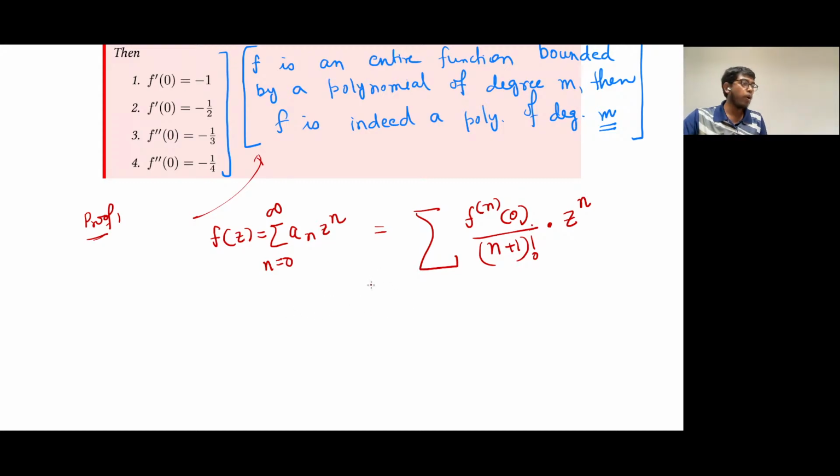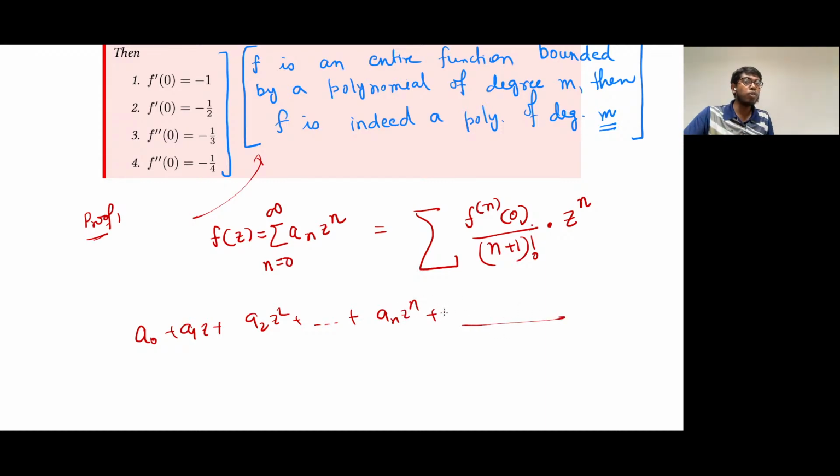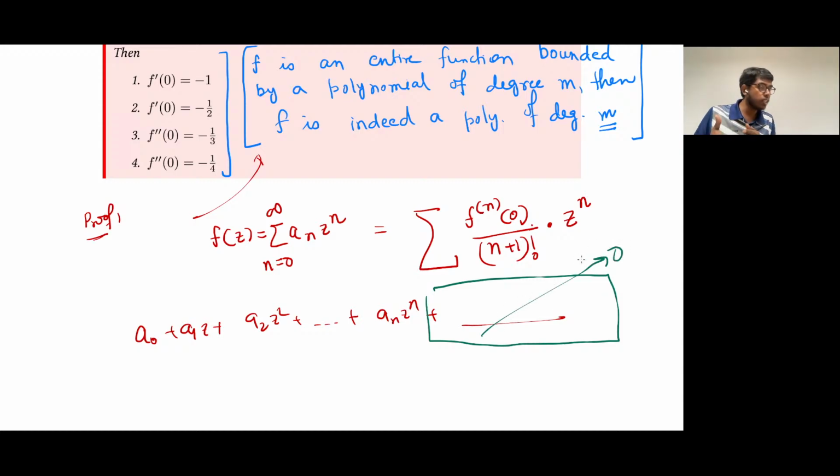In order to show that f is a polynomial, what is f? f is basically a0 plus a1 z plus a2 z squared plus dot dot dot plus a_n z to the n plus the higher order terms. So in order to show that f is a polynomial, we need to prove that after a certain point, these are all zero. Then only we can say that the function is a polynomial.